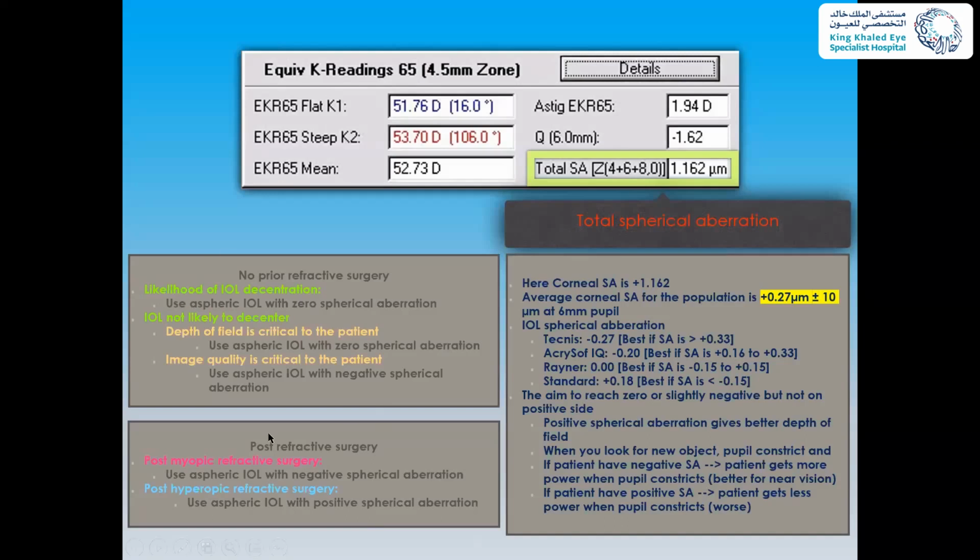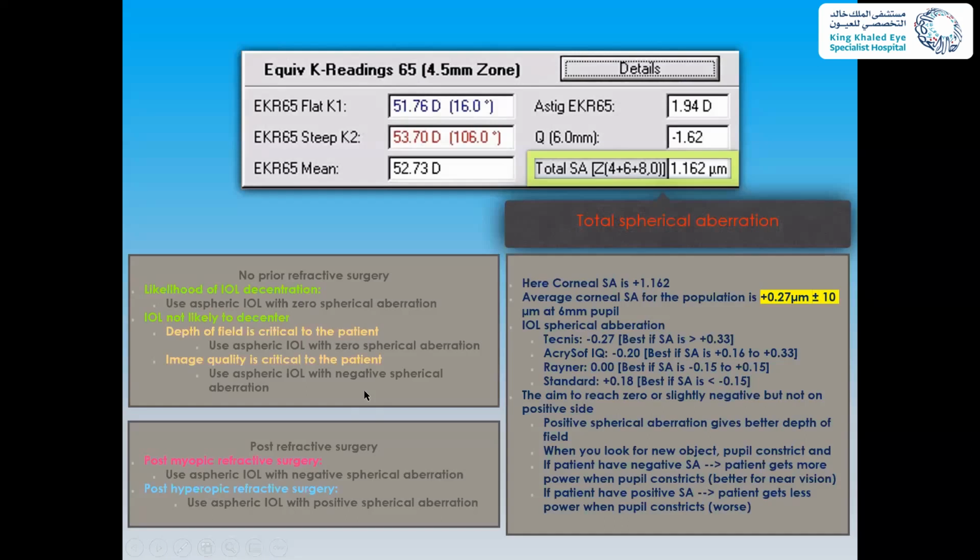But if the quality of the image is very good, okay? So the patient doesn't mind wearing a bifocal or something like that. Then you have to use a negative spherical aberration lens, which I prefer, okay? Then it will negate this positive spherical aberration of the cornea, and you will get a very good quality of vision, okay?